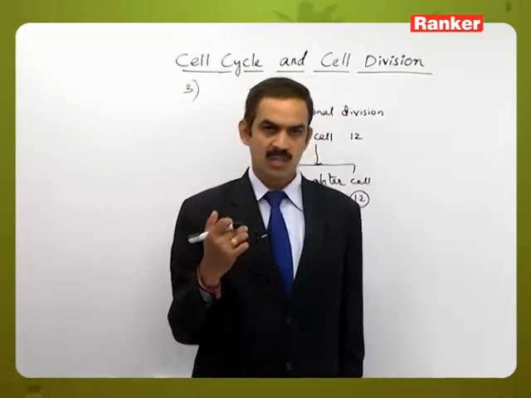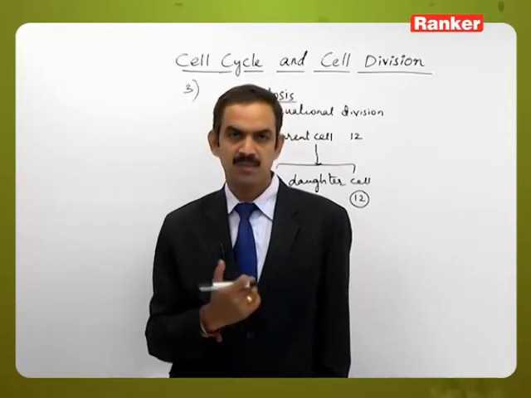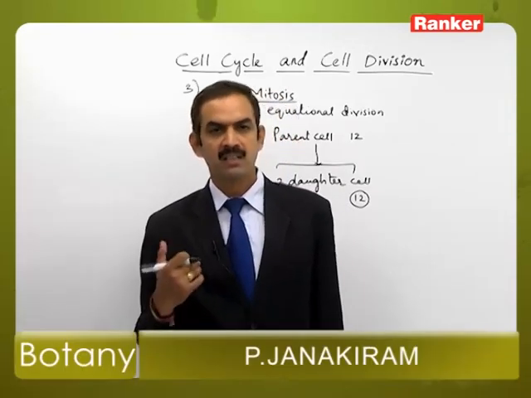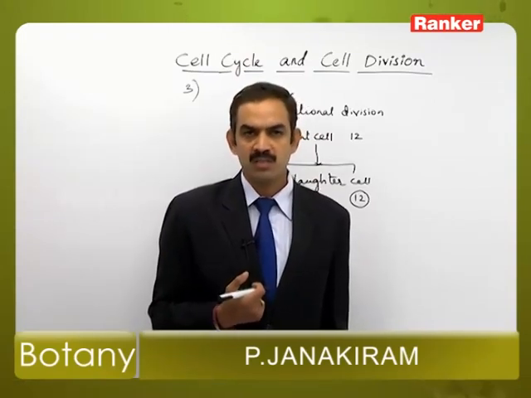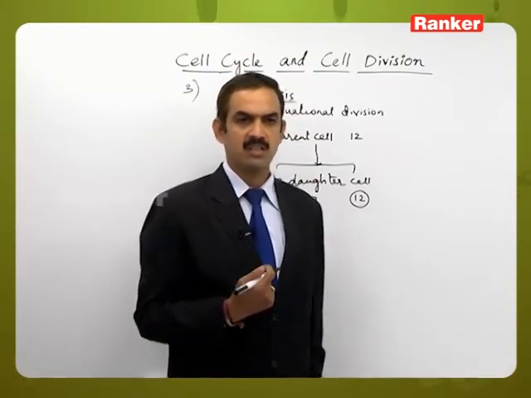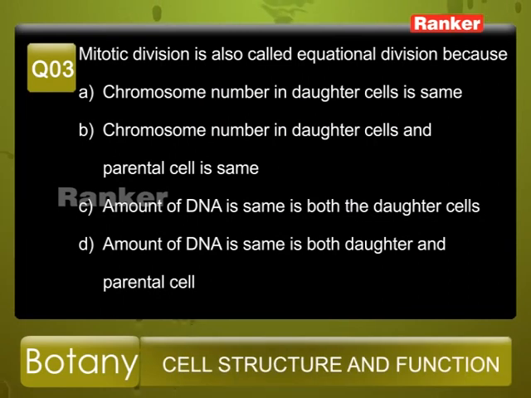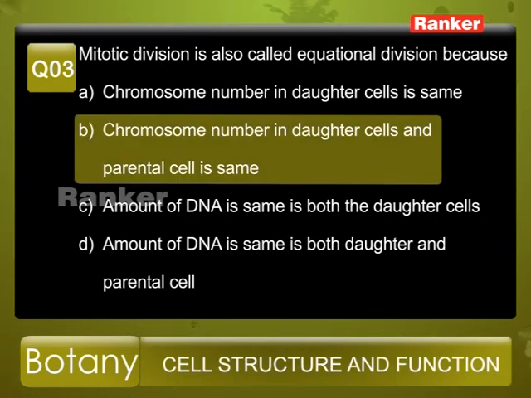So as the chromosome number is maintained the same from the parental cell to the daughter cell, and the daughter cells also have the same chromosome number, we call this mitotic division an equational division. So from the given options, option B is the correct answer.